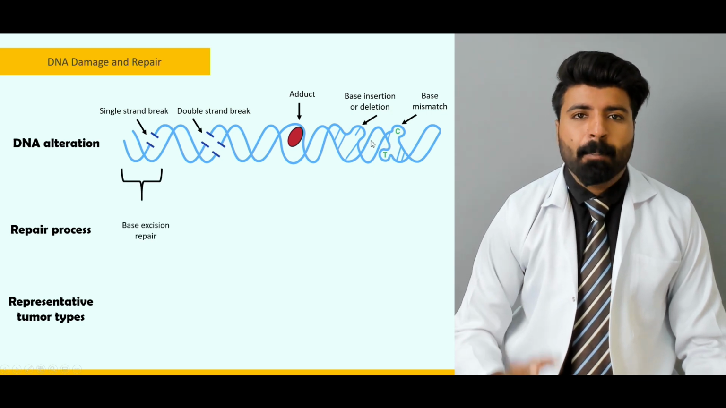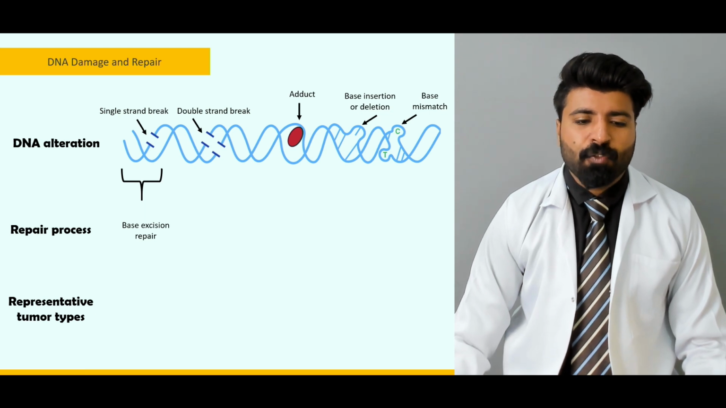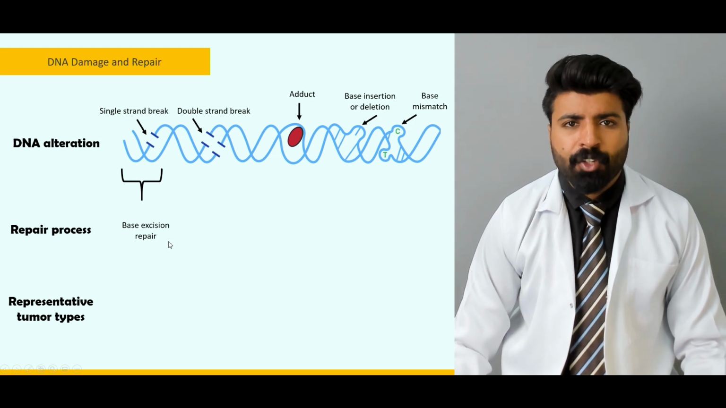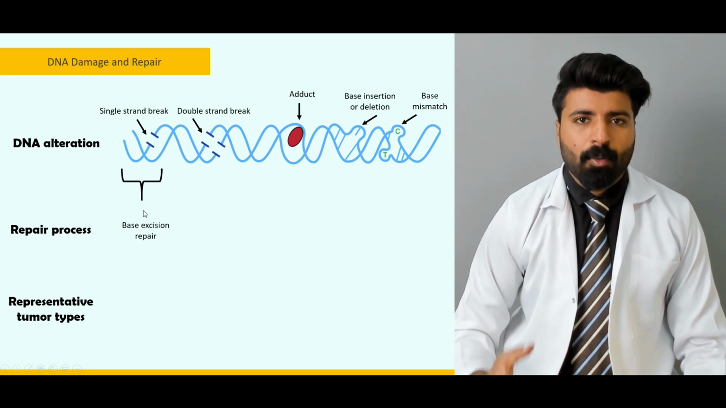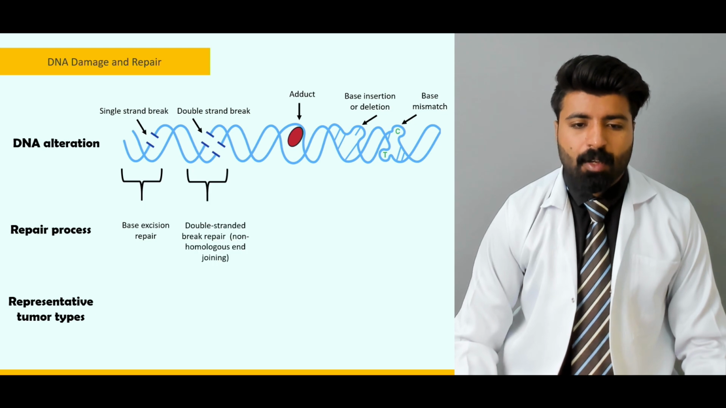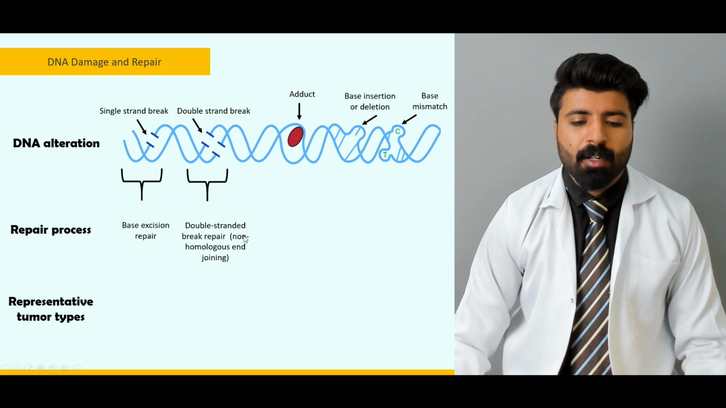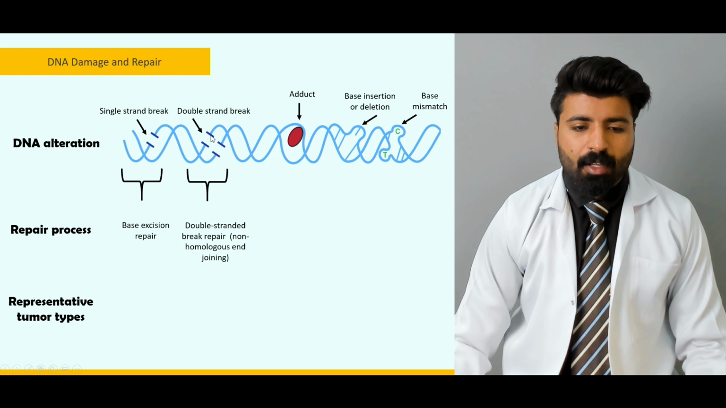So what kind of repairing process are we talking about now? First of all, if there's a single-stranded break, there's base excision repair. It can be taken care of even by P53. It's a very simple process. Base excision repair will happen and we'll have a normal DNA afterwards. What happens if it's a double-stranded break? Double-stranded break repair involves non-homologous end joining. Now these ends will be joined. We cannot repair it right now, but these ends will be joined.